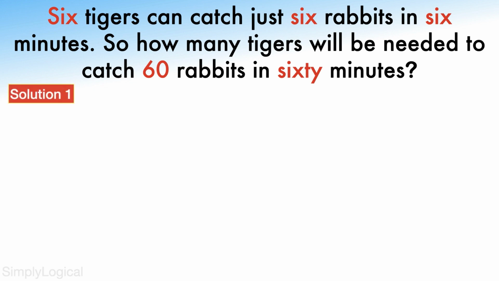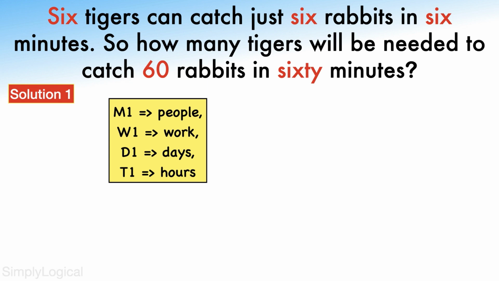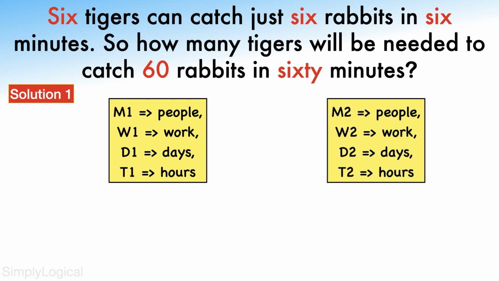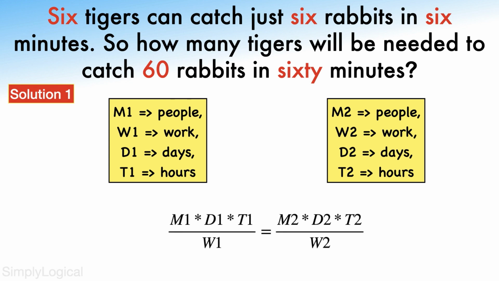Let me explain the solution now. There is a general formula approach and a logical approach to solve this problem. I will explain both. Let me explain the formula approach first. If M1 number of people can do W1 work in D1 days working T1 hours each day, and M2 number of people can do W2 work in D2 days working T2 hours each day, then the relation between them will be M1 times D1 times T1 over W1 equals M2 times D2 times T2 over W2.